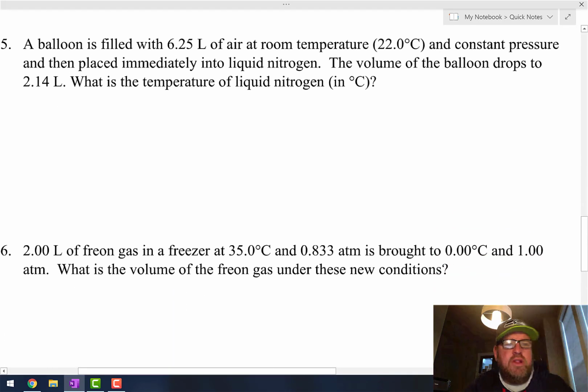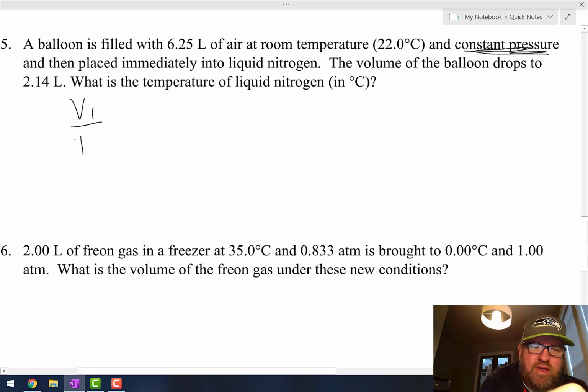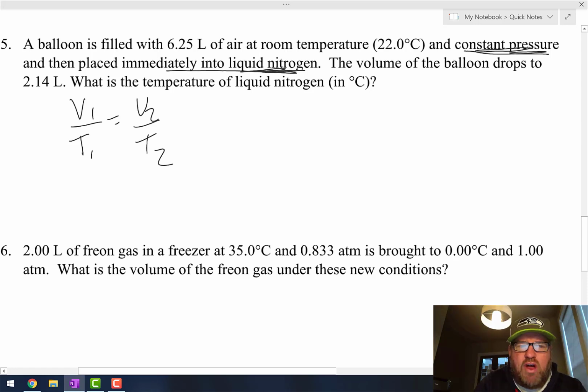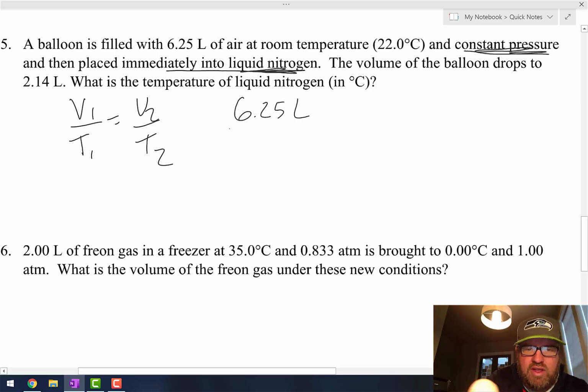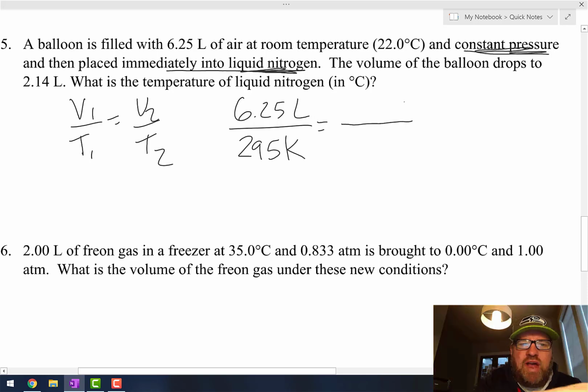Okay, a balloon is filled with 6.25 liters of air at room temperature, about 22 degrees Celsius. Constant pressure, again, we see that. So right away, V1 over T1 equals V2 over T2. They then place the balloon immediately into liquid nitrogen, and the volume drops to 2.14 liters. What's the temperature of liquid nitrogen in Celsius? So our initial volume is 6.25 liters. Our initial temperature is 273 plus 22, which is 295 Kelvin. Our final volume, they tell us, is 2.14 liters, and we're looking for the temperature of liquid nitrogen.